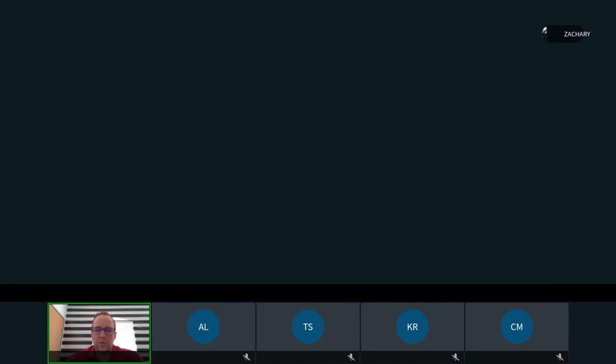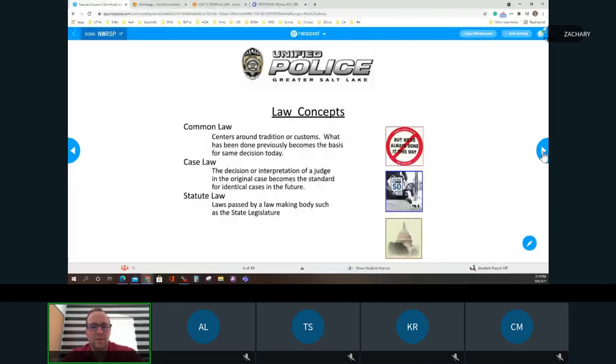All right, so criminal law. Here are some law concepts that you need to be familiar with. We've spoken about some of these in our recent lessons. The first one is common law. That is basically centered around traditions or customs, what has been done previously becoming the basis for decisions of today. Those are things that change and have evolved through time. For example, marijuana was illegal and now it's becoming legal. That's a common law that's changed.